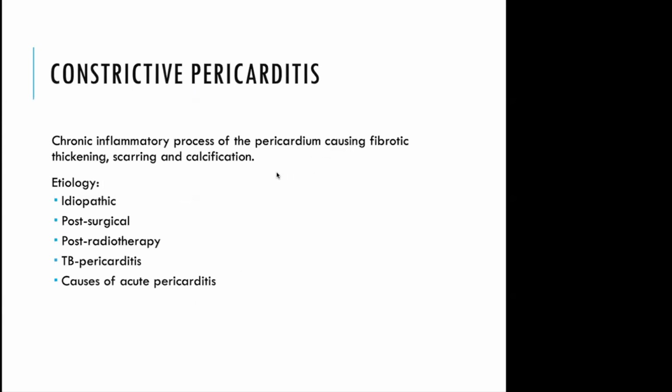With constrictive pericarditis, it's a chronic inflammatory process of the pericardium that causes fibrotic thickening, scarring, and calcification. This can be caused by several different reasons, one of which could just be idiopathic. Otherwise, other common causes are post-surgical and post-radiotherapy. In countries where tuberculosis is prevalent, it can be related to TB pericarditis, and of course, any other causes of acute pericarditis, specifically if they're recurrent or relapsing.